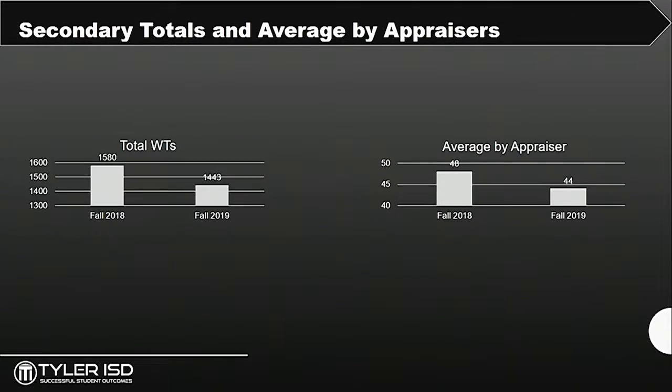1,443 total and 44 by appraiser. And so I think specifically in numbers, that doesn't really mean a whole lot. Looking at a little bit down, Dr. Crawford mentioned what that sweet spot is and where the comfort level is.